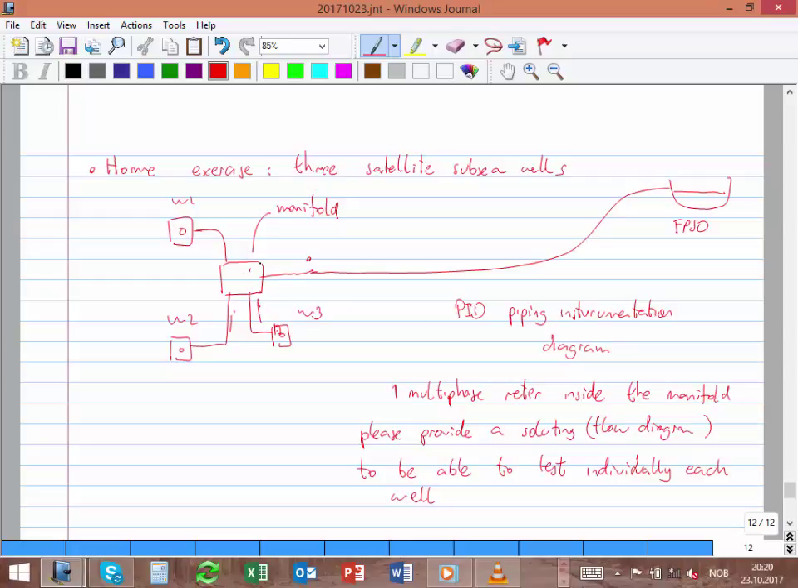Remember the same philosophy. We have to send the wells either to the manifold and separator, or directly to the separator. So we have to have two headers. If we have two headers, we have to have two sets of routing valves for each well. Yes? Okay, so that's home exercise 1.